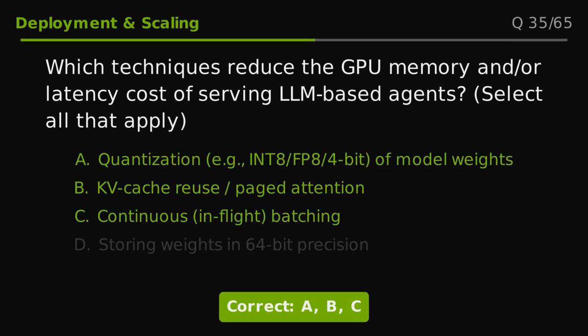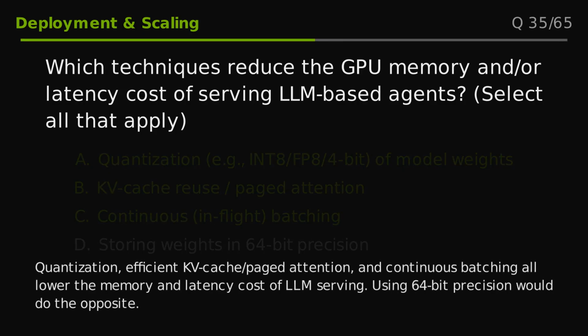The correct answers are A, B, and C. Quantization, efficient KV cache via paged attention, and continuous batching all lower the memory and latency cost of LLM serving. Using 64-bit precision would do the opposite.